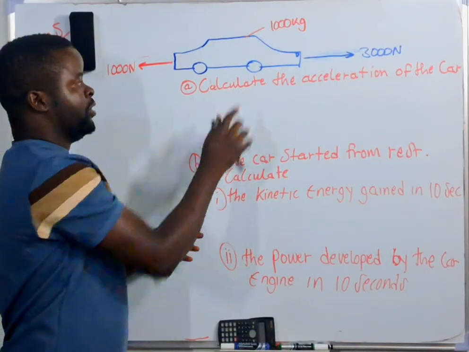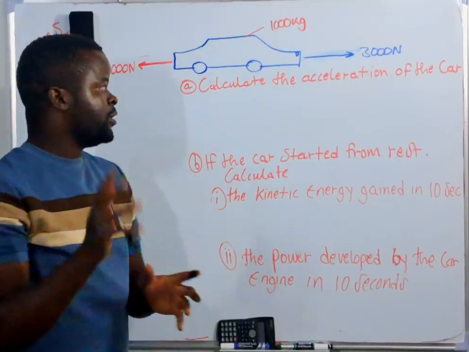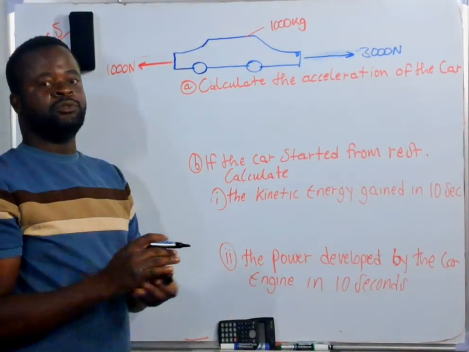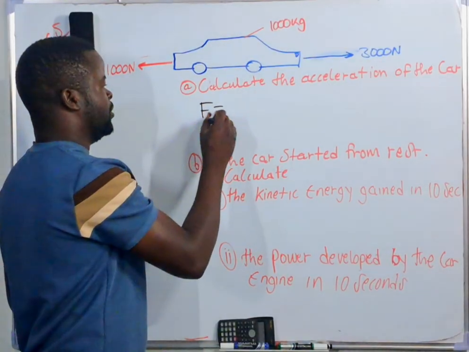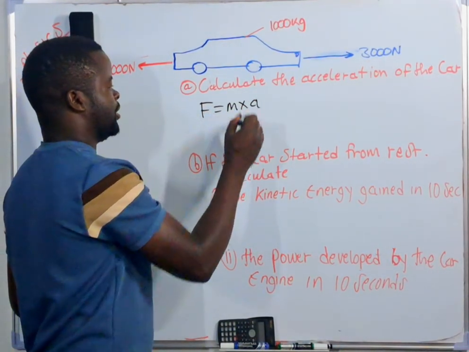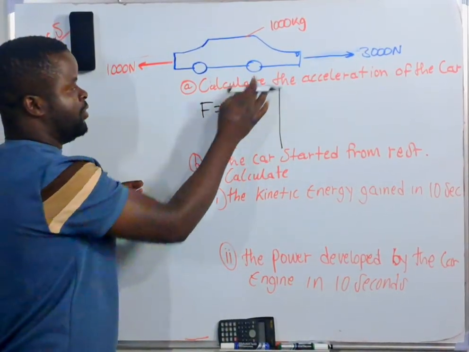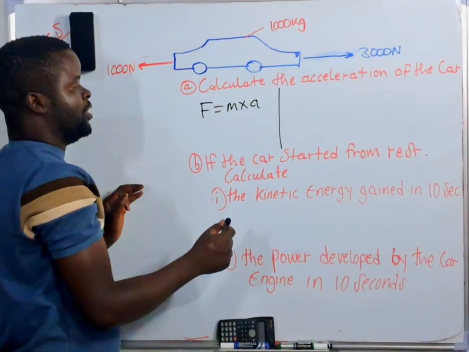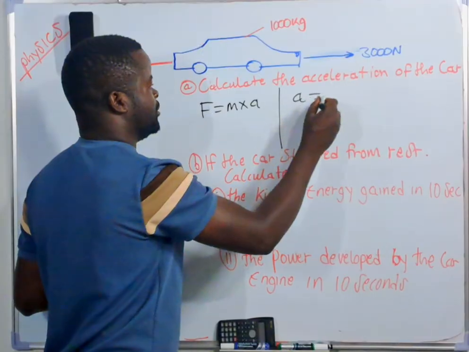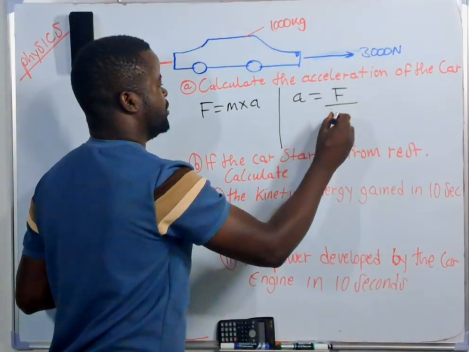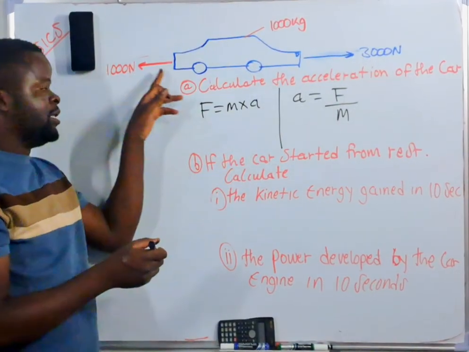We are saying calculate the acceleration of the car. Remember that according to Newton's second law of motion, the formula is force is equal to mass times acceleration. Therefore, if we've been given the mass of the car, which is 1,000 kilograms, I can make a the subject, where I'm going to say acceleration is equal to force over mass.